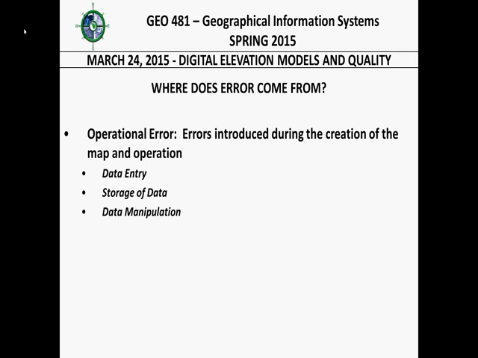So we've talked about inherent error before the break. Now we have operational error. These are actually errors that were introduced during the process of creating the map. So this isn't map projection or using data that's too old or not complete. These are actual errors in the creation of data. And we'll talk about data manipulation causing this error, storage of data, and data entry. So operational errors are quite different.